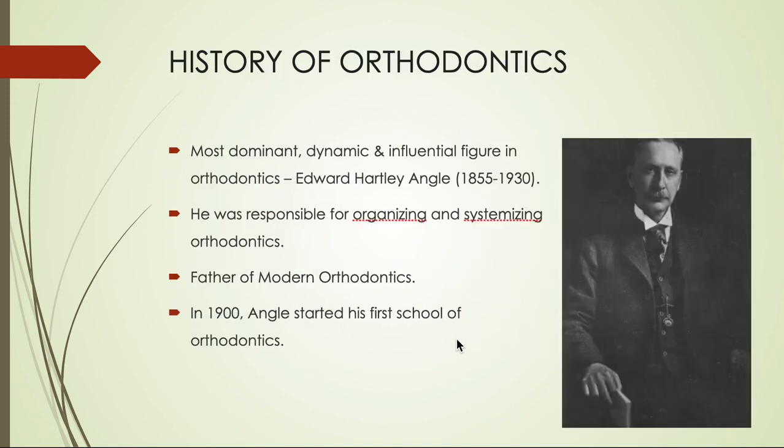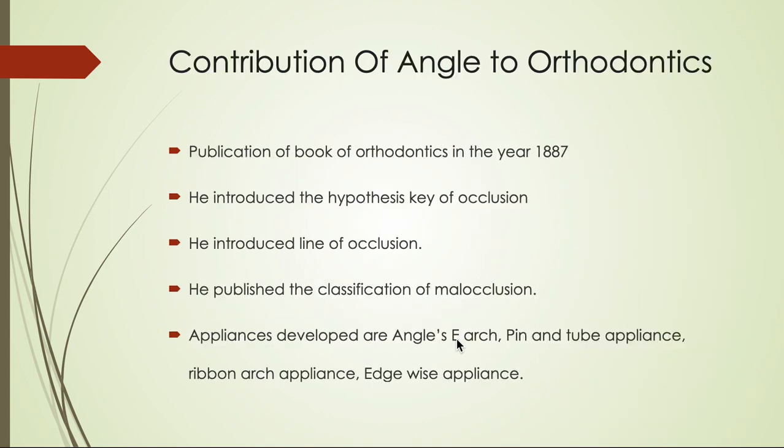Coming to the history of orthodontics, the most dominant, dynamic and influential figure in orthodontics was Edward Hartley Angle. He was responsible for organizing and systematizing orthodontics. He is known as the father of modern orthodontics. In 1900, Angle started his first school of orthodontics. He published his Book of Orthodontics in 1887. He introduced the hypothesis key of occlusion, the line of occlusion, and published the classification of malocclusion. Appliances developed are Angle's E-arch, pin and tube appliance, ribbon arch appliance, and edgewise appliance.